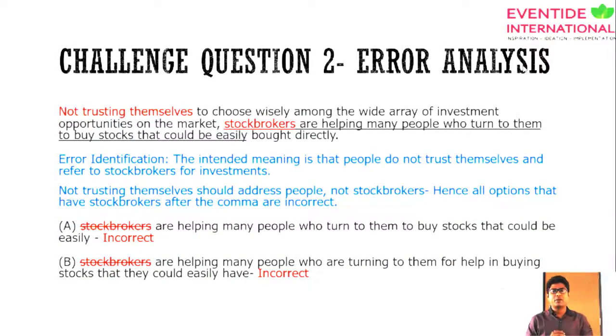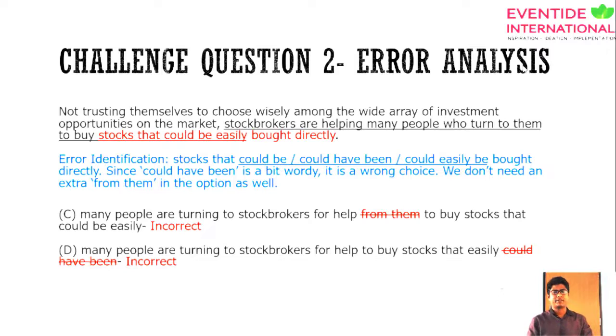Let's move to the next set of options. Option C states, many people are turning to stockbrokers for help from them to buy stocks that could be easily bought directly.